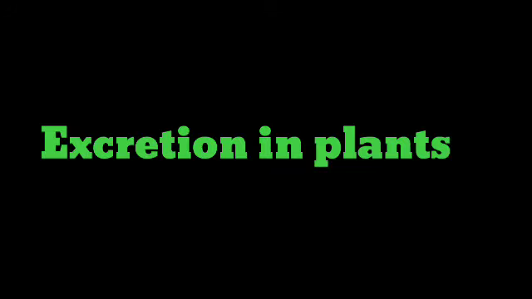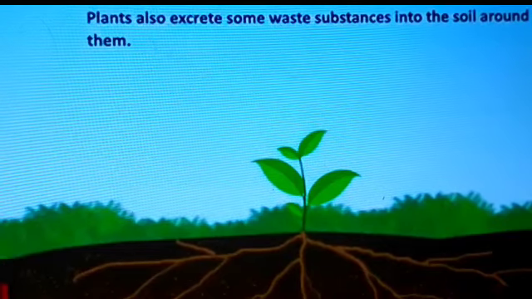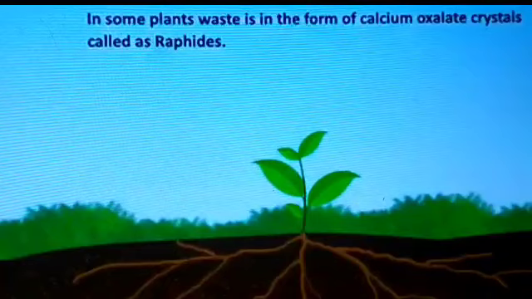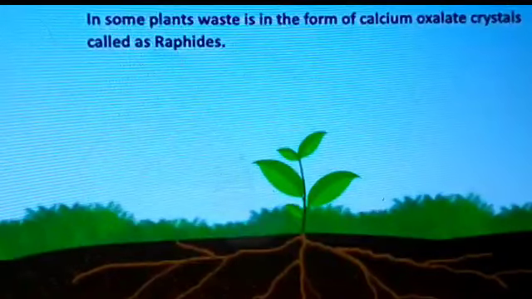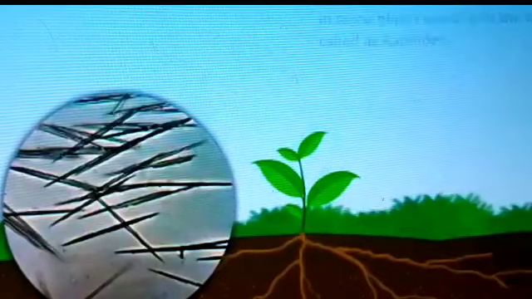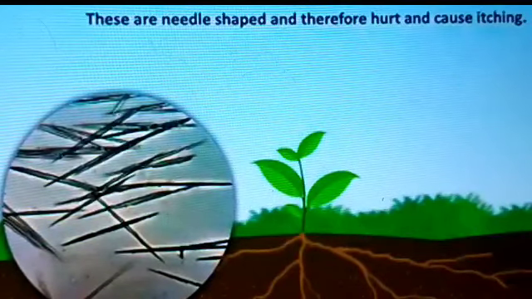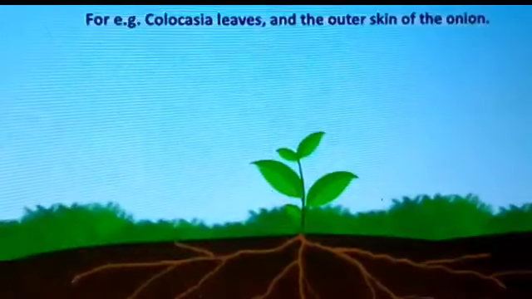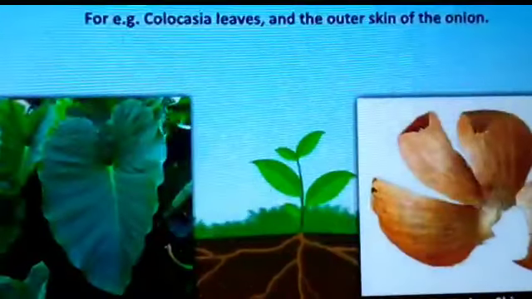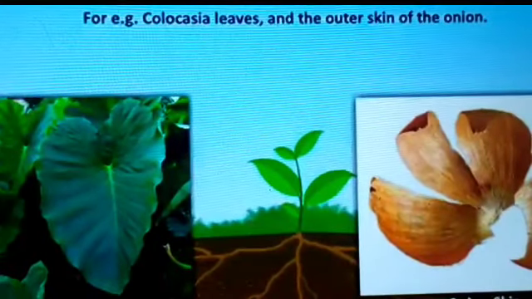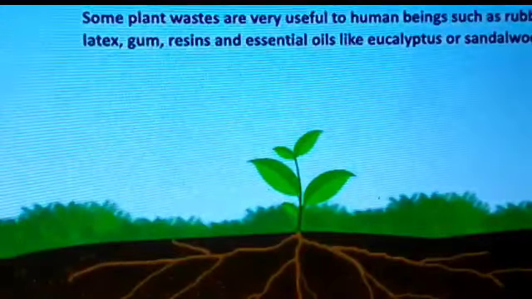Now we will see excretion in plants. As the plants absorb things, they give out the excretory products into the nearby soil. In some plants, waste is in the form of calcium oxalate crystals. These are called raphides. They are needle shaped and therefore hurt and cause itching when eaten. Examples are colocasia leaves and the outer skin of onion. They carry these oxalate crystals.